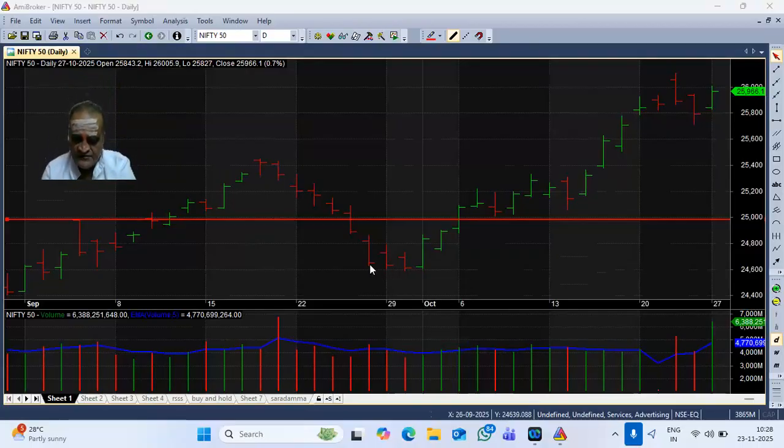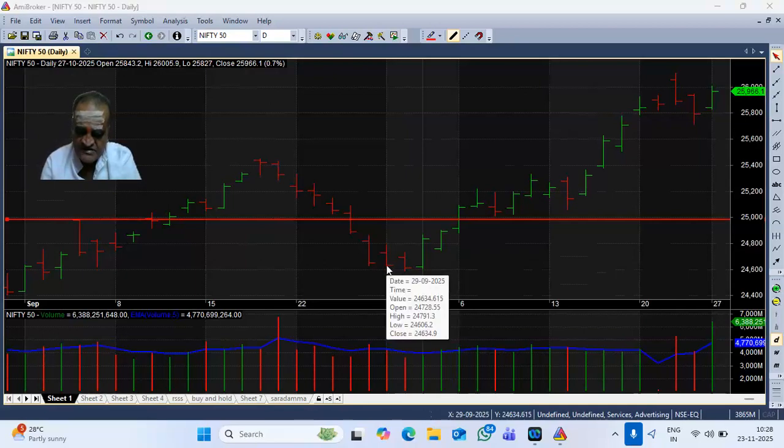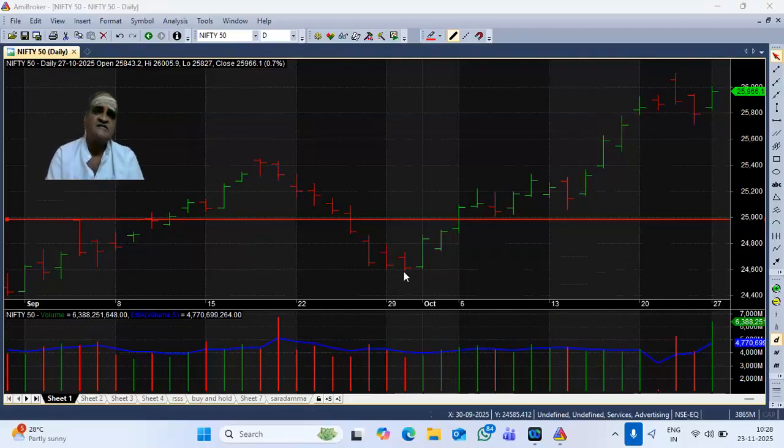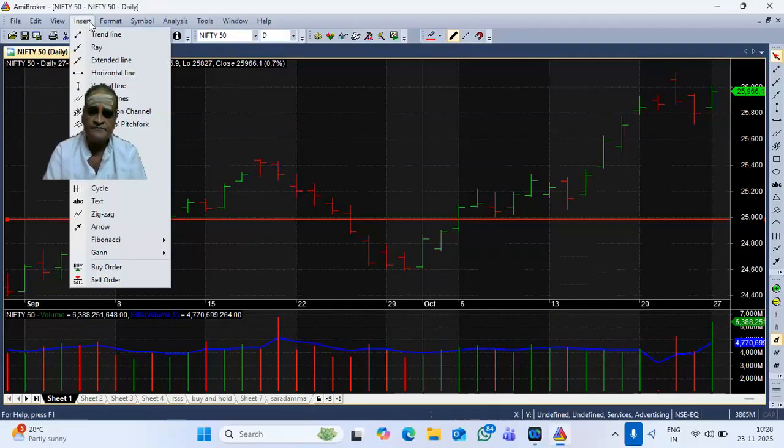If you consider the low here, it is 24,629. It is 24,606. It is 24,587. So hardly 20-30 points, not more than that. Almost all the lows of the three bars are almost the same, though the level of the high is not more. So if we connect this, let us try to put one triangle here.